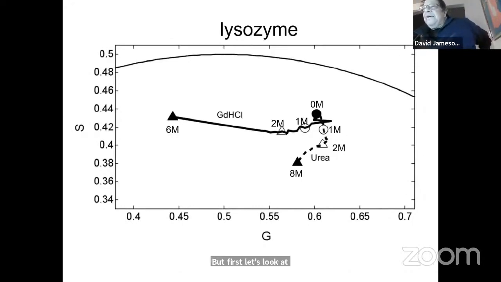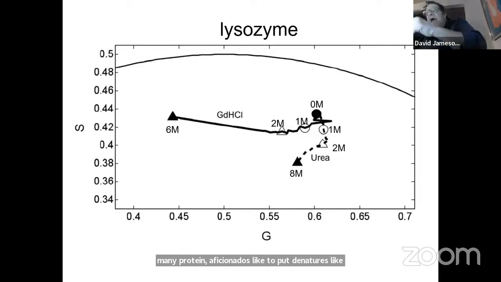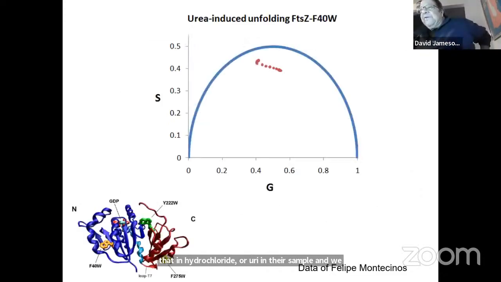We all know that many protein aficionados like to put denaturants like guanidine hydrochloride or urea in their sample. And we can see when you add it, these phasor plots are different. This was shown very beautifully by Felipe Montesinos, a Chilean student who came to my lab some years ago. They were working on a protein called PHITC, which is a bacterial protein involved in splitting of the cells, and it has no tryptophan.